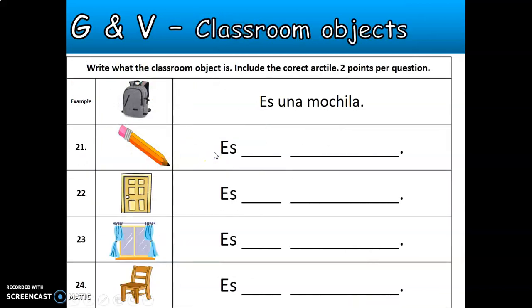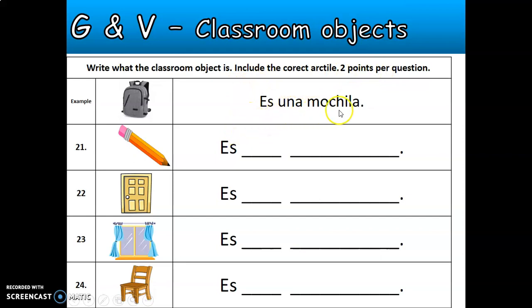Cool. Classroom objects. So it's gonna be like this. This is in the practice test. Write down the classroom object, what it is, include the correct article. Make sure your spelling is right because my spelling is not correct right here. That should be correct with 2 R's. Correct article. That's probably not how you spell article either. But yeah, 2 points per question.